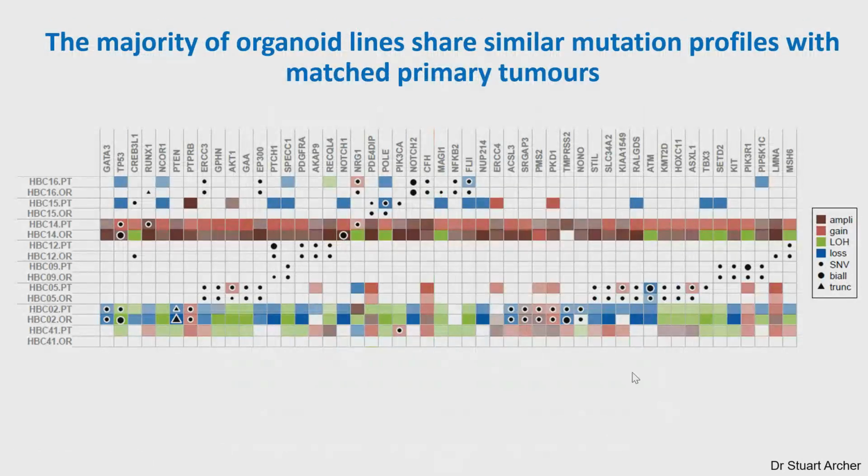And indeed, if you look at this table where I've listed a set of genes at the top that are known to be mutated in breast cancer, you've got on the left-hand side the ID of the sample, so HBC16 primary tumor or HBC16 organoids. And if we look at a very good example where there's very nice retention of the mutation in the organoids, for HBC14 here, you can see that the mutations are very nicely found in the organoids and mimic the mutations of the primary tumor. So HBC14 in this context is a very good model.